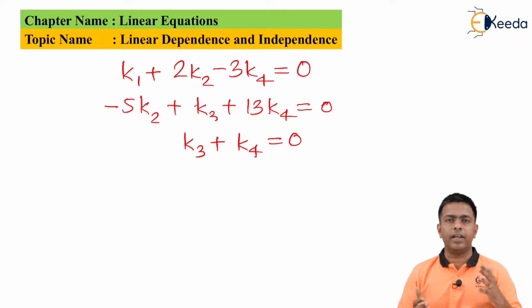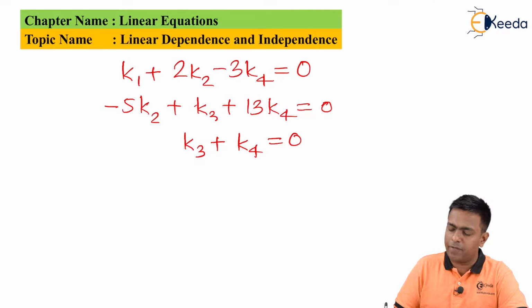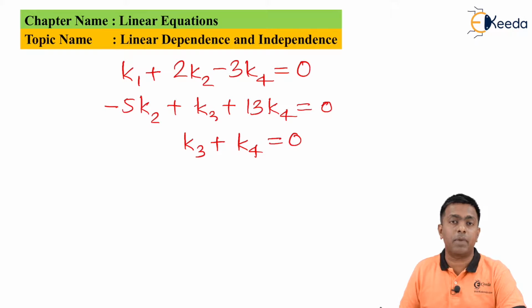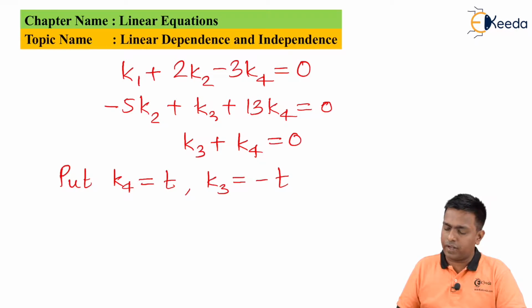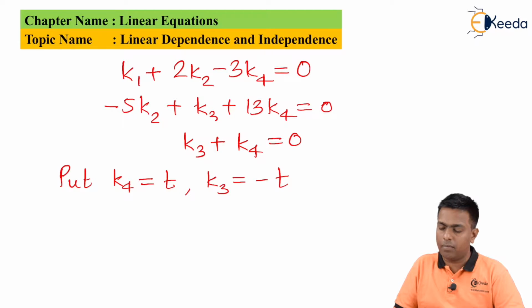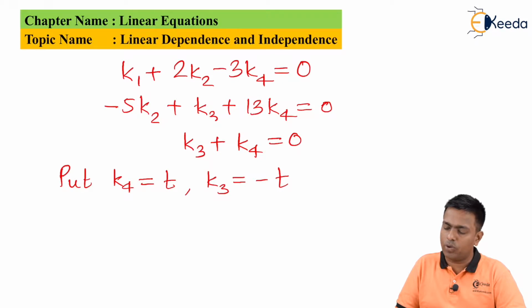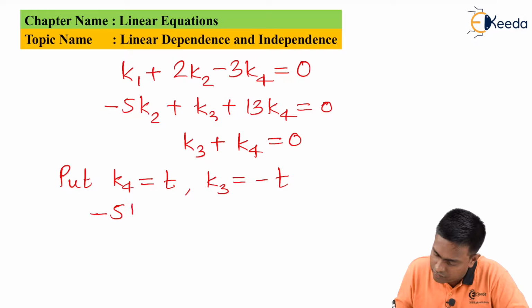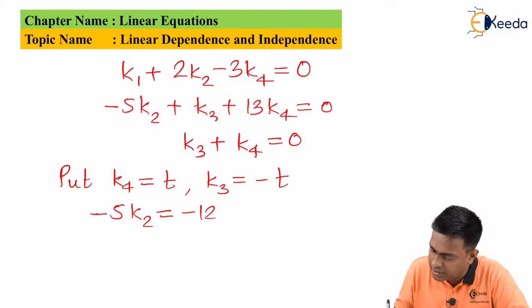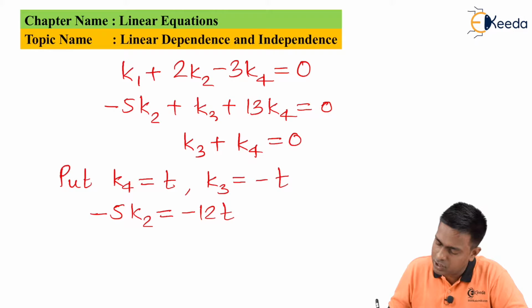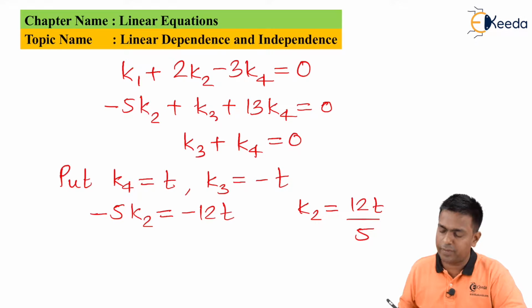Now to get the linear dependency and independency, we'll assume k4 as t. By assuming k4 as t, we'll get k3 as minus t. Now we'll substitute the values of k3 and k4 over here. This will become minus t, and here we'll get 13t. So 13t minus t is 12t. 12t will go to the other side and become minus 12t. So we'll get minus 5k2 equal to minus 12t. Now by solving this, we'll get k2 as 12t upon 5.